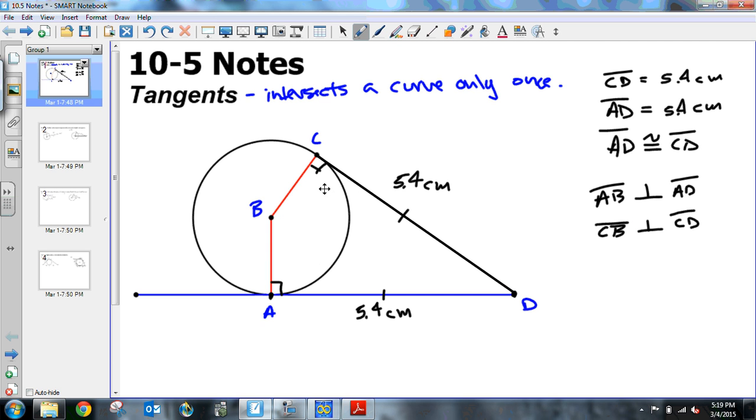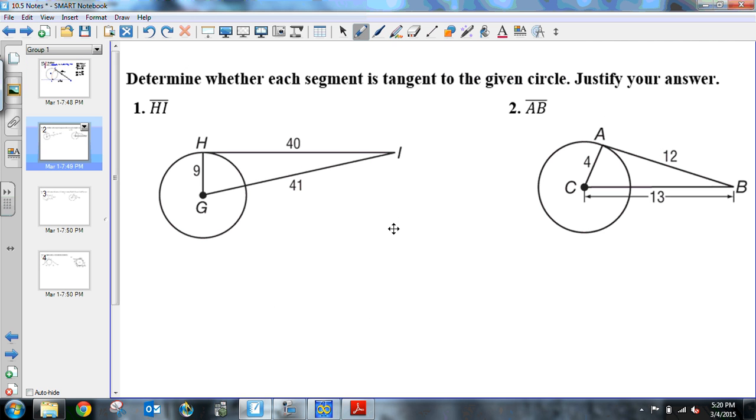If we know that we have a circle and it contains tangent lines to that circle, and if they intersect, then I know that these two segments are congruent. So let's go through some practice problems. Let's see what we can do here.